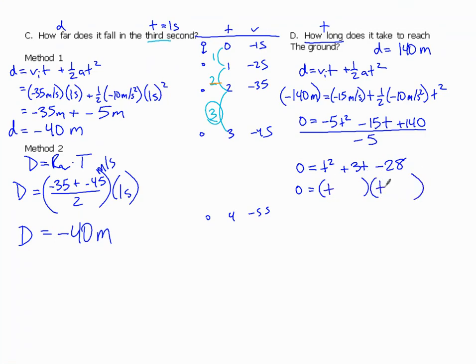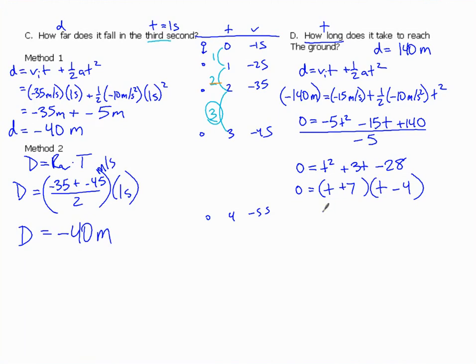You're going to have t times t is t squared, and you're going to have something multiplying to 28. So you could try -7 and +4, but that would work for a different equation, not this one. So let's try again. Well, +7 and -4, that would be -28 multiplied, added together would be +3t. And so we're good here.